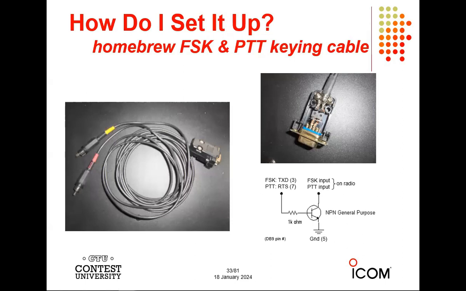It's just a resistor and an NPN transistor that pulls down the FSK line in the radio. The same thing for CW. The same circuit is what's used going into a CW input on a radio. But for FSK, you need to have two of these circuits. And I build mine in the connector hood of a DB9 connector and just do point-to-point wiring in there with the four components. And then there's no box or anything. It's just basically a cable.